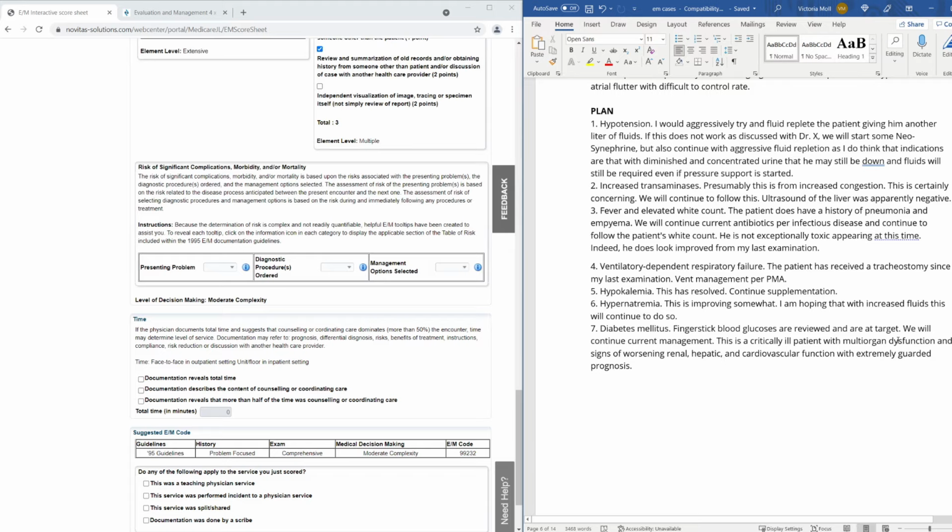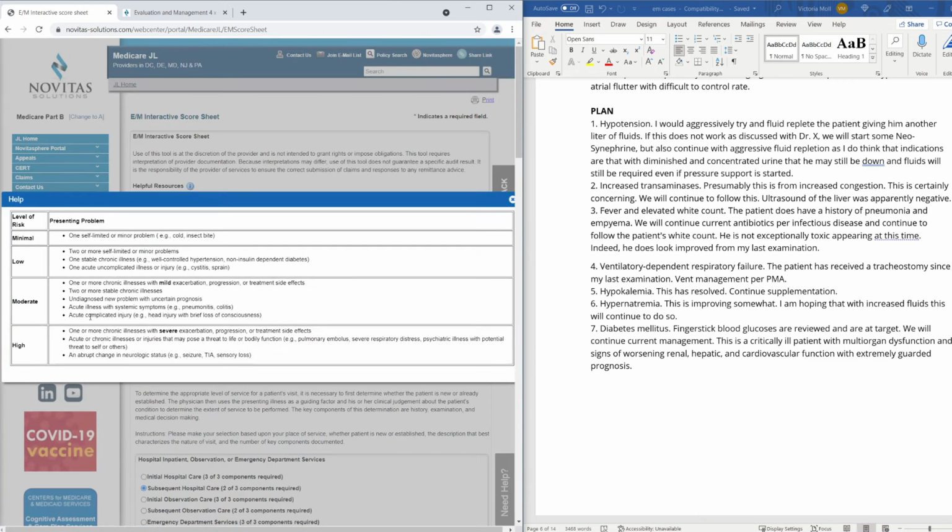Critically ill patient with multi-organ dysfunction and signs of worsening hepatic, renal, and cardiovascular function. So presenting problem, we would say here we have 1 or more chronic illnesses with severe exacerbation. Does it say severe exacerbation? It doesn't say that word severe, but it does say the patient's critically ill.